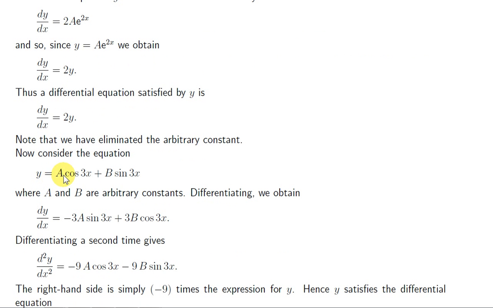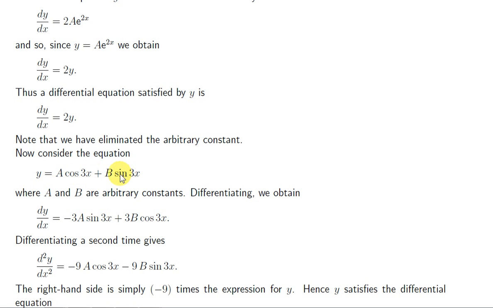Next, consider the equation y equals a cos 3x plus b sin 3x. Let's get dy/dx. Well, if we differentiate the cos function, we get minus sine. By the chain rule, we must then differentiate the angle with respect to x. The derivative of 3x is 3. So we get 3 multiplied by minus a sine 3x. We multiply those two derivatives together by the chain rule.